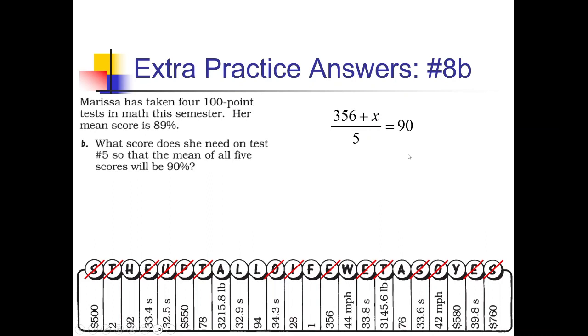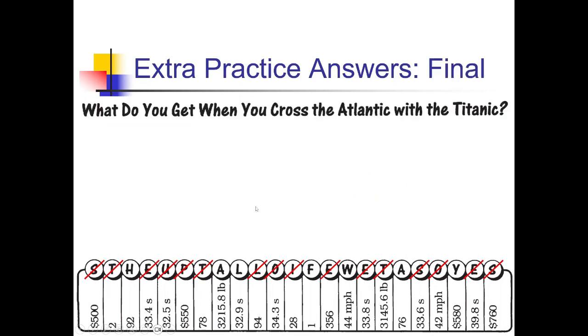At this point, all I have to do is solve for x. So 5 times 90 is going to give us 450. And then 450 minus 356, that's going to be 94. So Marissa needs a 94 to average 90. And 94 is right here. That's L. Let's cross that off. And I believe we've crossed off everything we can. It's time to go ahead and solve the puzzle.